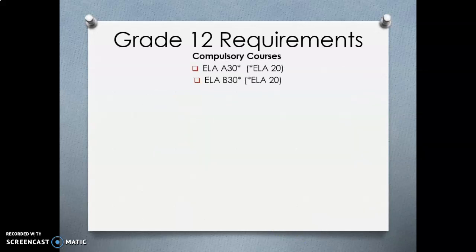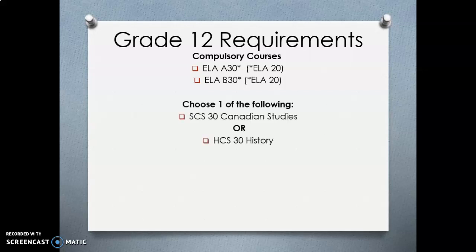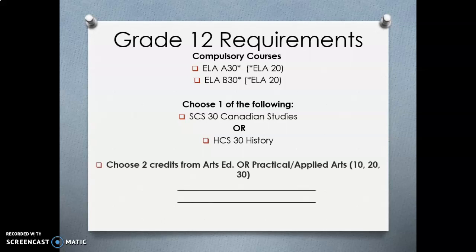Now for your grade 12 year, you completed 2 years, you have a lot of classes now. Grade 12 requirements are ELA A30 and B30. So now again, grade 10 you took 2 Englishes, you got a break in grade 11, you only had to take 1, and now you have to take 2 grade 12 English classes. You also need to take one of the following, either Canadian Studies or History 30. So that is one of the requirements for graduation in Saskatchewan.